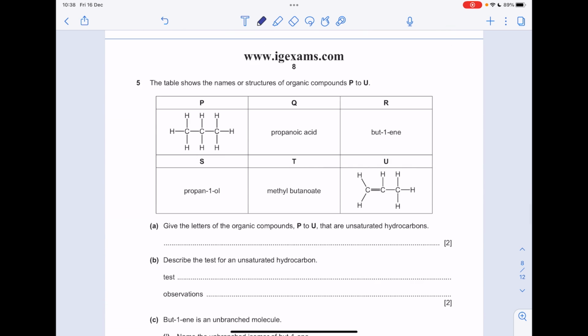The table shows the names or structures of organic compounds P to U. Give the letters of the organic compounds P to U that are unsaturated hydrocarbons. That means they contain C double bond C and only hydrogen and carbon atoms. So if I actually draw the displayed formula for these other ones, we'll be able to work this out a lot more easily. Here's propanoic acid. Here's butyronine.